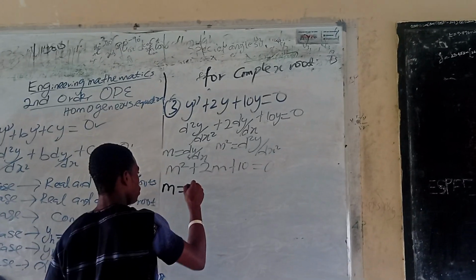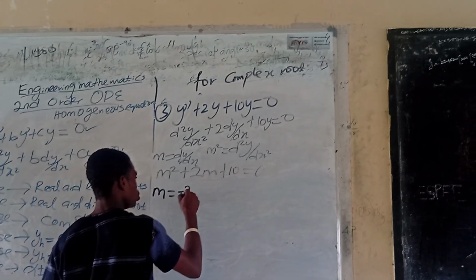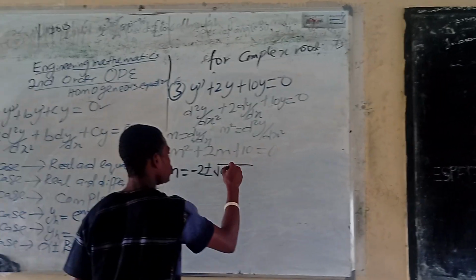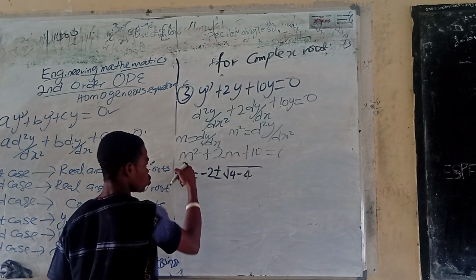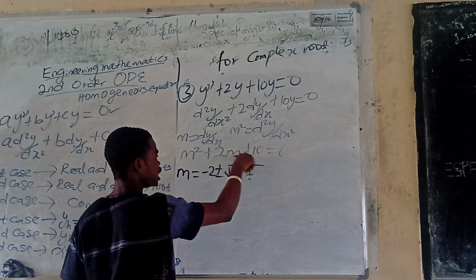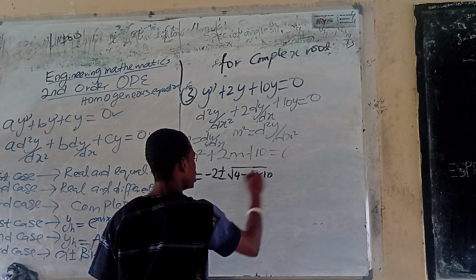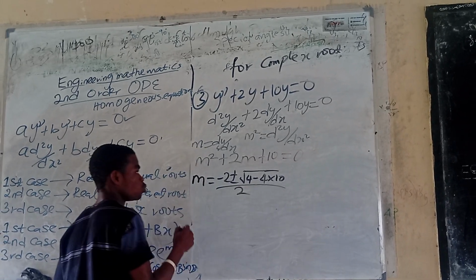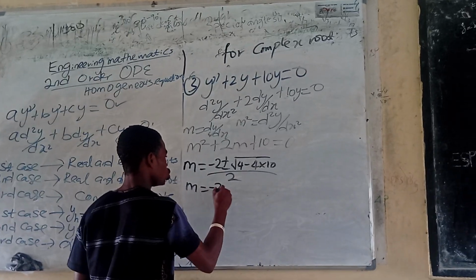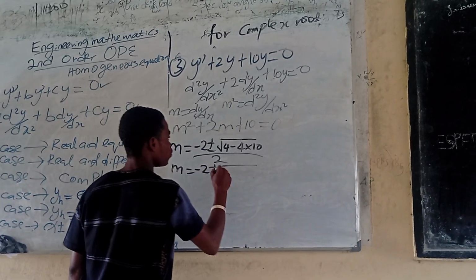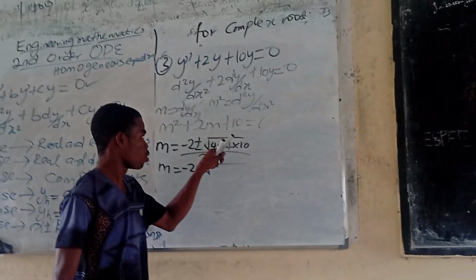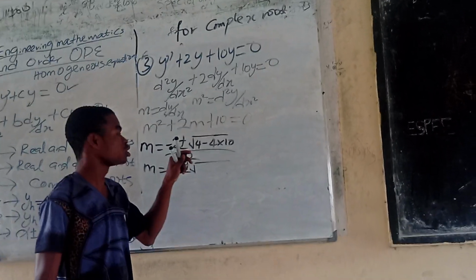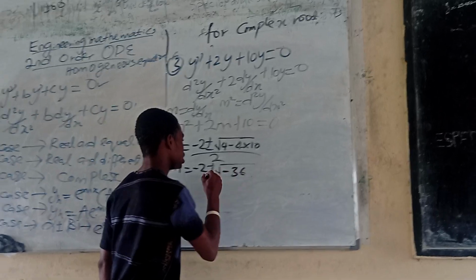So m equals minus b. B is 2, plus or minus the square root of b squared, 2 squared, that's 4, minus 4ac. A is 1, so that makes it 4 times 1 is 4, times 10, c is 10, divided by 2a. A is just 1, so 2 times 1 is 2. M equals minus 2 plus or minus the square root of 4 minus 4 times 10, which is 40. 4 minus 40 is minus 36. So minus 36, divided by 2.